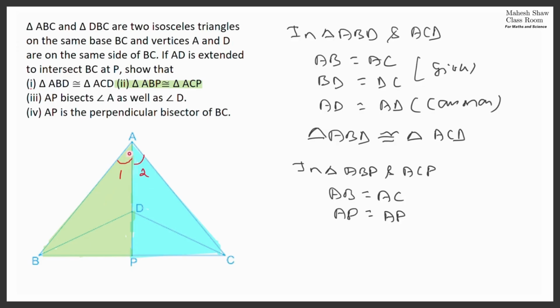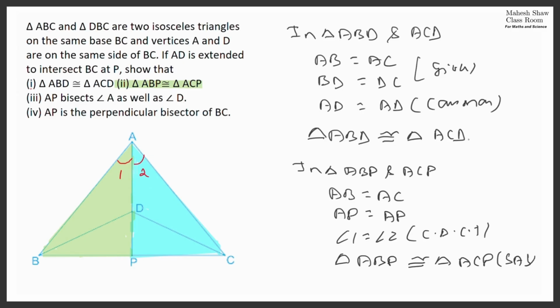As we have proved this triangle ABD congruent to triangle ACD, we can write their corresponding angles, that is angle 1 equals angle 2. So we can write from CPCT, angle 1 is equal to angle 2, and this is by CPCT. So now we can write these two triangles as congruent, that is triangle ABP congruent to triangle ACP, and this is by side angle side, while the previous one was by SSS.